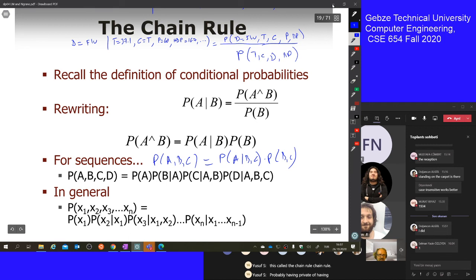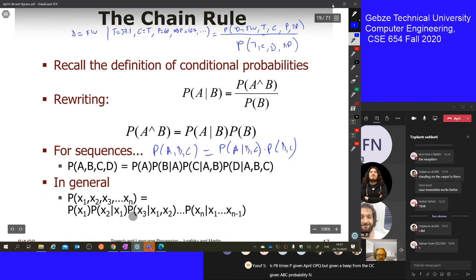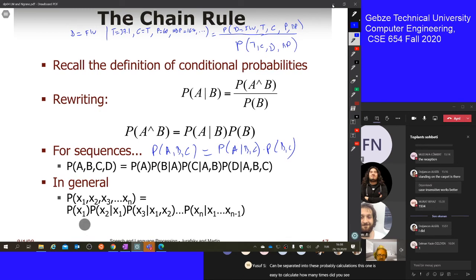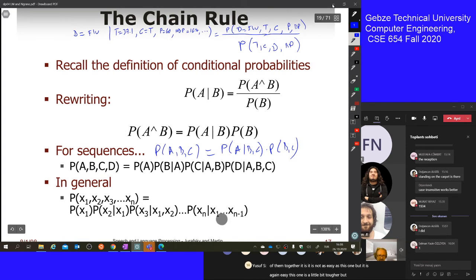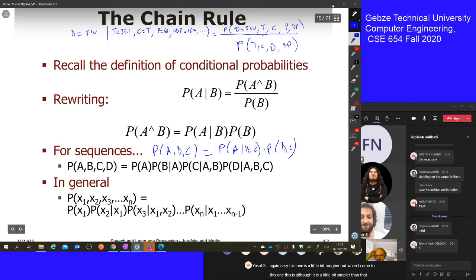The probability of having A, B, C, D, these words, is P(A) times P(B | A) times P(C | A, B) times P(D | A, B, C). And in general, I can write it this way: the probability of having these N words together is this. So it looks like I don't have to calculate the probability of having a very long sentence of N words directly; it can be separated into these probability calculations. This one is easy to calculate: how many times did you see the word X1? This one is also easy: all you need to do is count how many times you saw this word and how many times you saw both of them together. It is not as easy as the first one, but it is still easy. This one is a little bit tougher, and when I come to this last one, although it is a little bit simpler than the original problem, it is still not that easy.